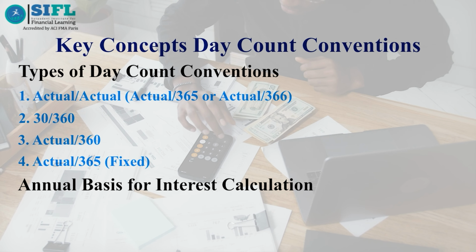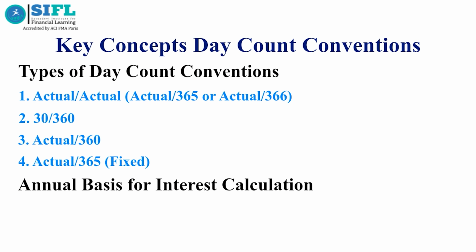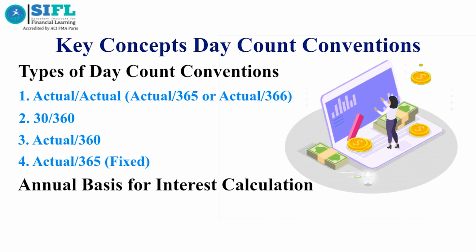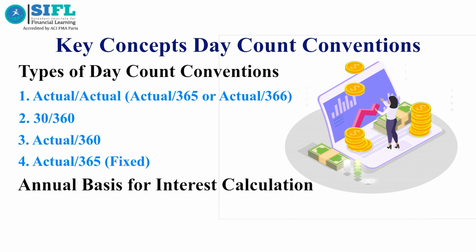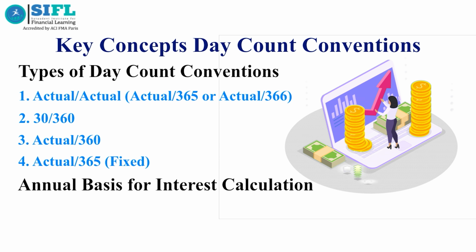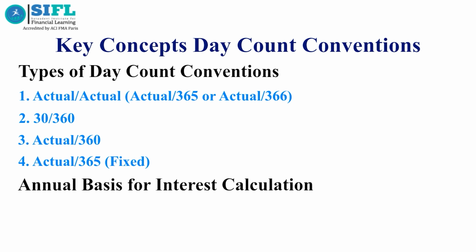Annual basis for interest calculation. The annual basis determines how many days are considered in a year for interest calculation purposes. Different conventions can result in slightly different interest amounts, impacting the yield and overall return on investments. Key annual basis types include actual by actual, 30 by 360, actual by 360, actual by 365 fixed.